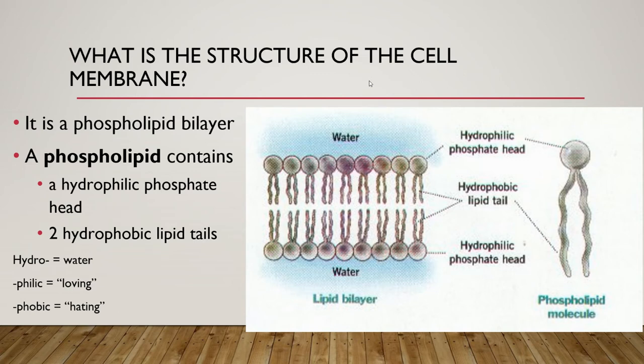It is called the phospholipid bilayer because it's made up of phospholipids as well as two layers. A phospholipid will contain a hydrophilic phosphate head, hydrophilic meaning water loving, and two hydrophobic lipid tails. Hydrophobic meaning water hating. When thrown in water, these phospholipids will arrange themselves in a bilayer where the hydrophilic heads will be facing towards the water and the hydrophobic lipid tails will be facing each other. This creates sort of a cell membrane.